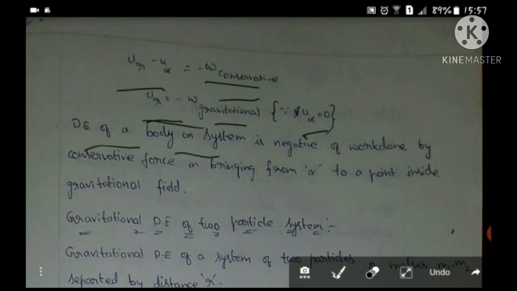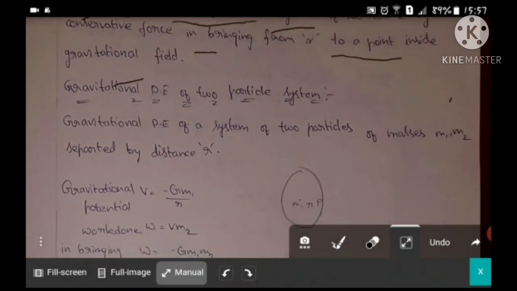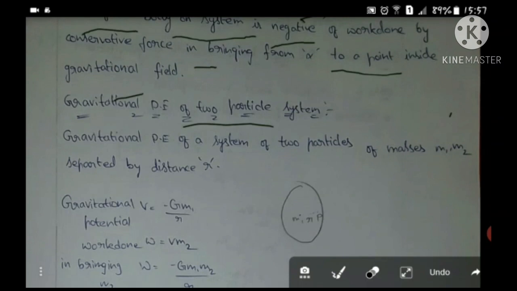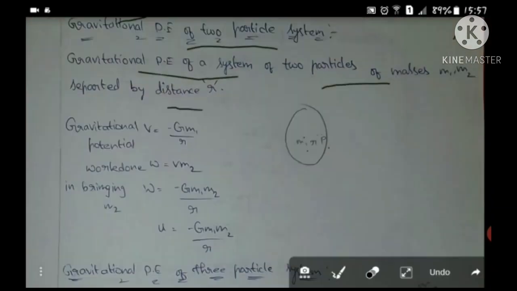Potential energy of a body or a system is the negative of work done by the conservative force in bringing it from infinity to a point in the gravitational field. And then gravitational potential energy of a two particle system. Gravitational potential energy of two particles of mass m1, m2 separated by distance r. Here these are 2 points m1 and m2. The distance between them is r. Here gravitational potential V is equal to minus G m1 by r.